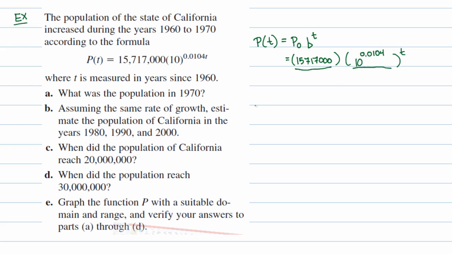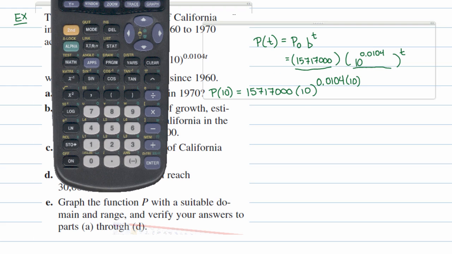So they ask, what's the population in 1970? So I want to evaluate this function, not at 1970, but at 10. The reason why is that's 10 years since 1960, and t is the number of years since 1960. So if I plug that in, I'll go ahead and write it out: 15,717,000 times 10 to the 0.0104 times 10 power. Well, you can grab your calculator and figure that out real quickly.